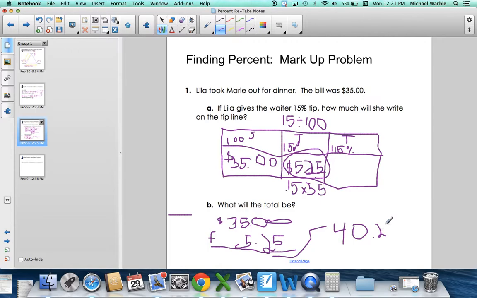I think the biggest mistake happens in that middle box. So two things you need to watch out for. Find out if this is a markup or a markdown problem. A tip or tax usually is a markup problem. Sale or discount or anything like that is a markdown. And remember, you need to take 2 steps before you put any number into this middle box. And I'll put my $ sign here to make sure that I'm answering the question appropriately.